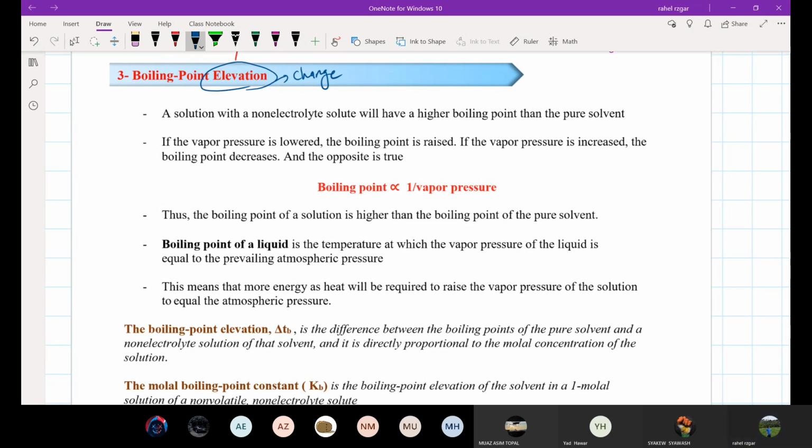All right. Vapor pressure and boiling point are inversely proportional. You know, vapor pressure will decrease, was lowered, boiling point is elevating, it's increasing. If the vapor pressure is lowered, boiling point is increased. They are inversely proportional. If vapor pressure is increased, boiling point decreases. So they are directly opposite of each other. The boiling point and vapor pressure are inversely proportional.